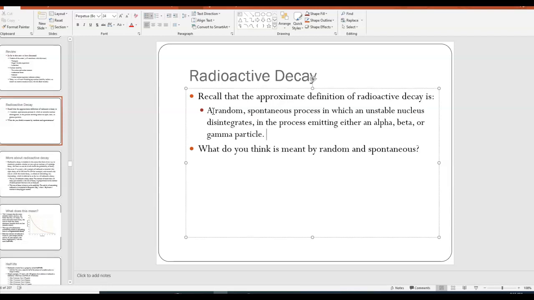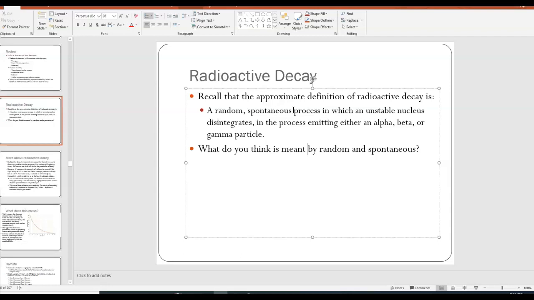Now, what does random and spontaneous mean? What do you think is meant by random and spontaneous? Well, random in this case basically refers to the fact that if you have, let's say, a bajillion atoms, there's no way that you can predict which atom is going to decay next. Even if they're all radioactive, there's no way to predict which one is going to be the next one to undergo radioactive decay. Spontaneous just means that it can happen at any given moment. And there's no way to predict when or which unstable atom is going to decay.